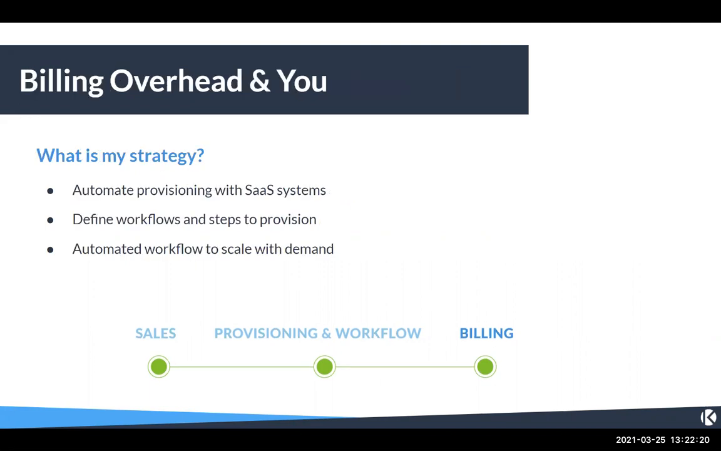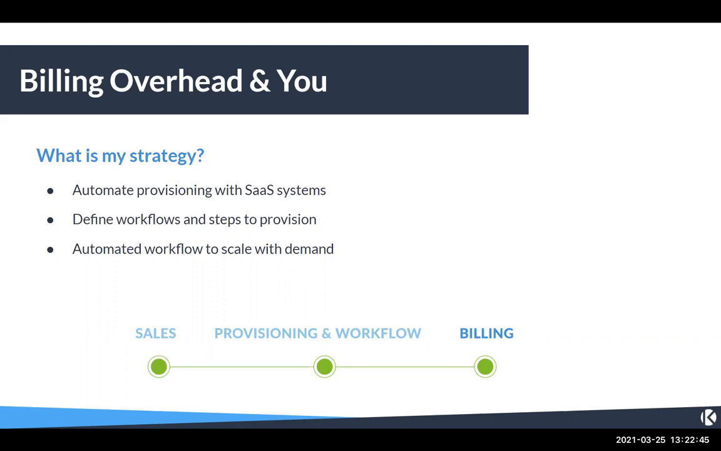So what's my strategy on billing? First is automation: creating your customer, cross-referencing with other systems to keep some reference systems to allow automation. And you could also take advantage of event-driven automation to update other platforms.